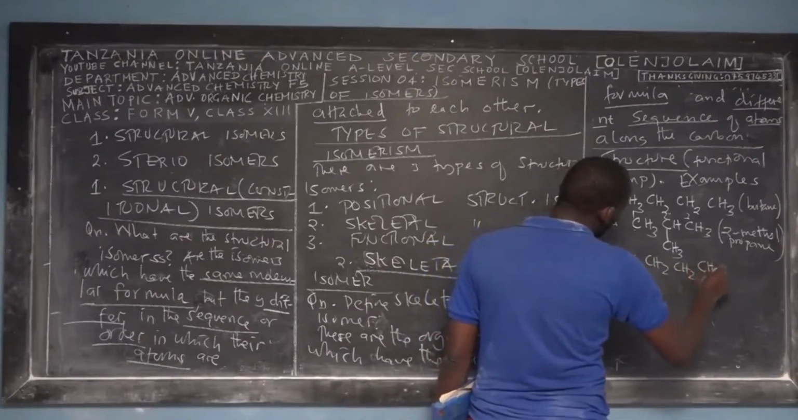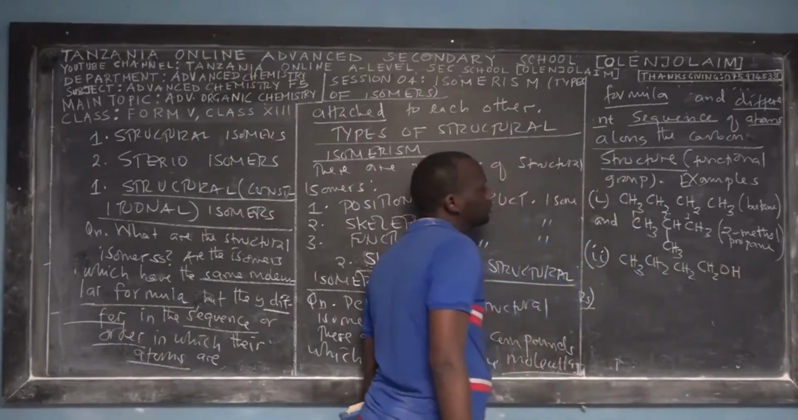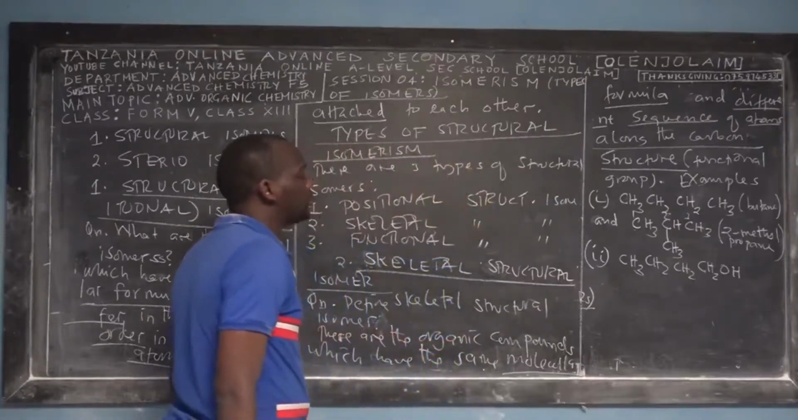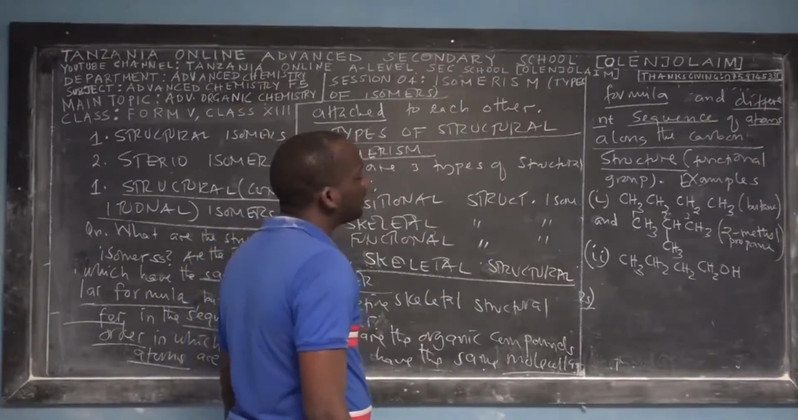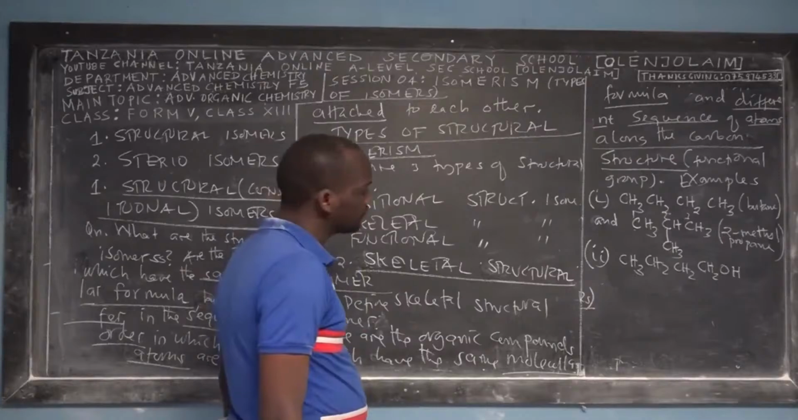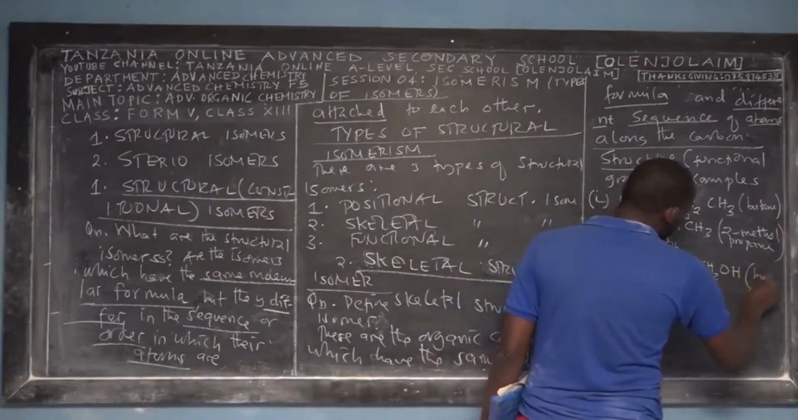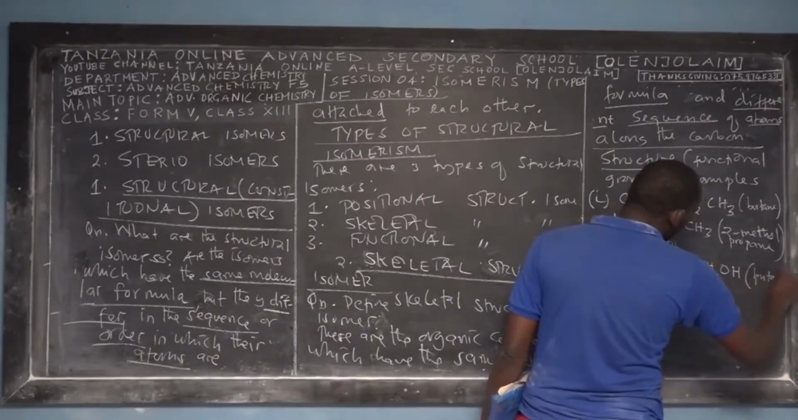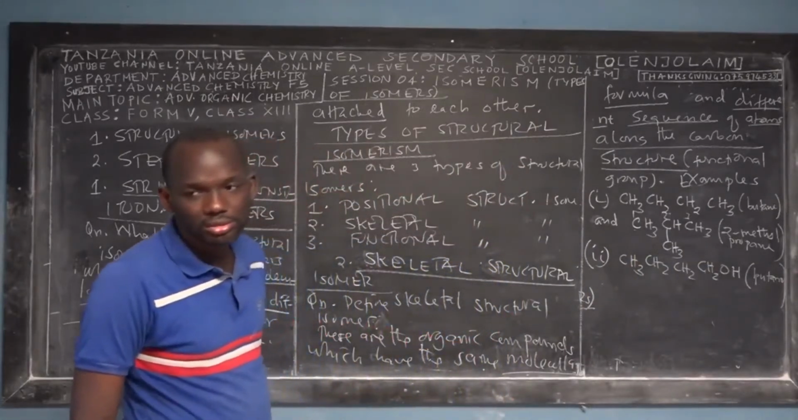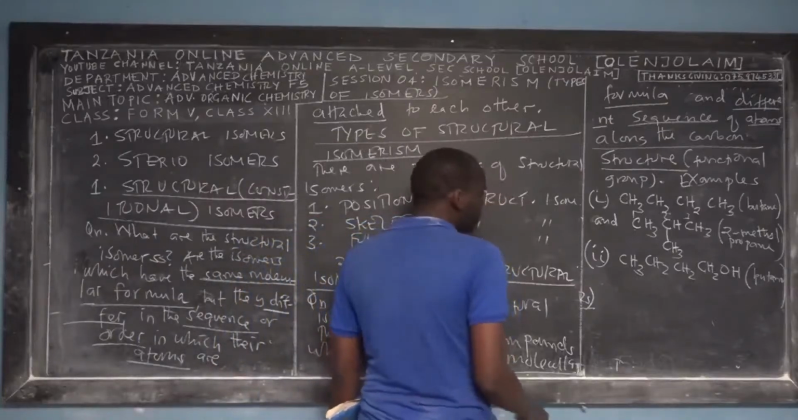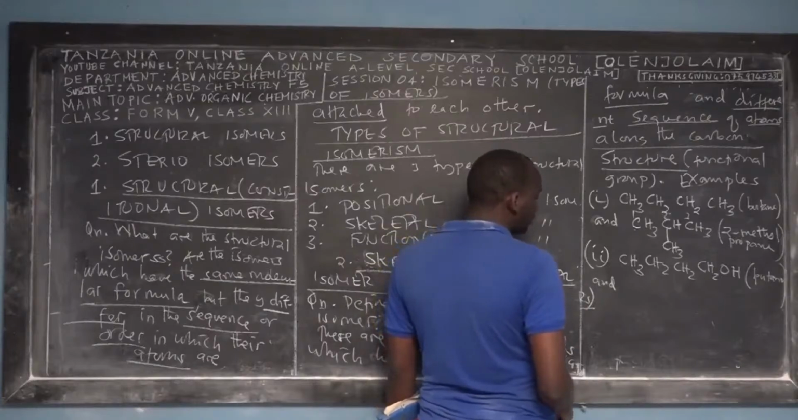CH2, and then CH2OH. Yes, CH2OH. So how many carbons are there? 4. How many hydrogens are there? 10. Right? This we call butanol. If you want to show the OH, it means butan-1-ol. Right? Which is common. But also you can have its isomers to formulate another skeletal structure isomer.